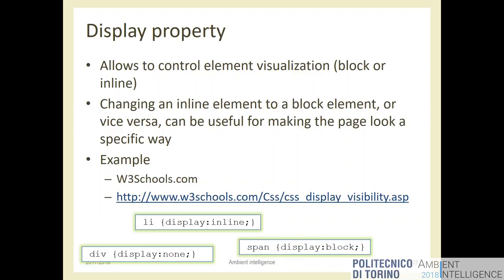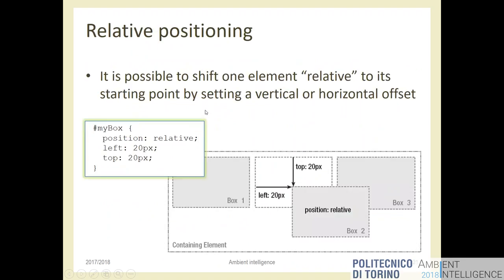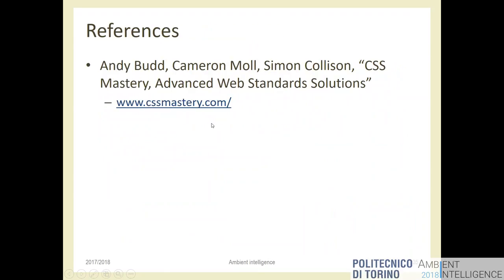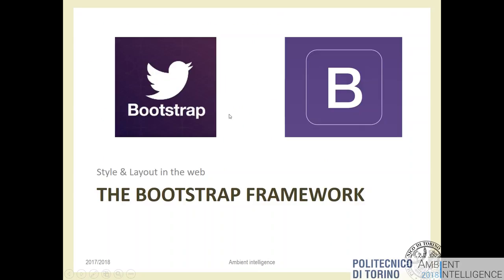Or you may have a span element that you want to give its own line, and you can transform it into a block element. So block and inline are not special values or special characteristics of some element, but they are just properties like the others. So you can modify them if you want to transform the default behaviors of some kind of elements. Okay, so these are the basic rules, like writing assembler code for getting what you want.